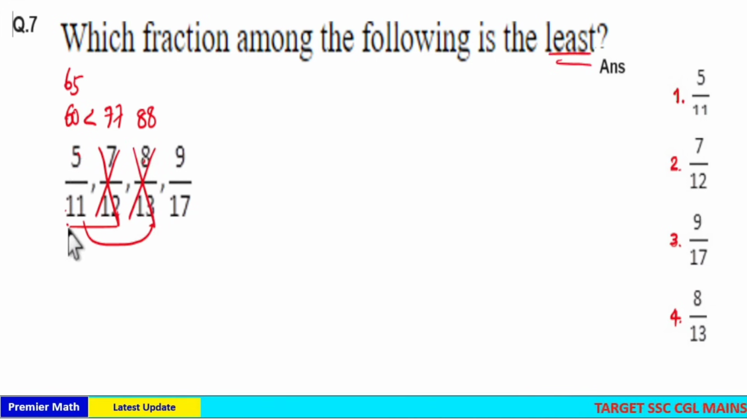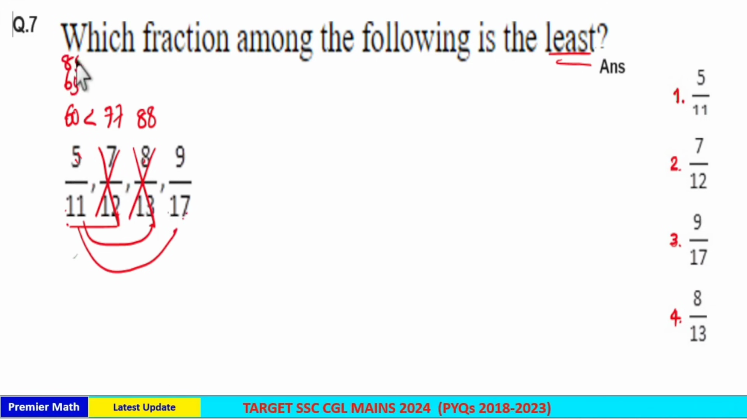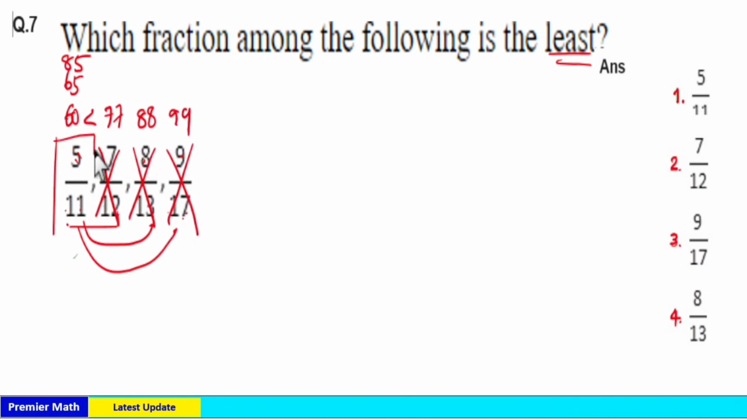Now compare 5 by 11 with 9 by 17. 5 into 17, 50 plus 35 is 85. And 9 into 11, 99. 99 is larger. So, the smallest fraction here is 5 by 11. Option 1 is your answer.